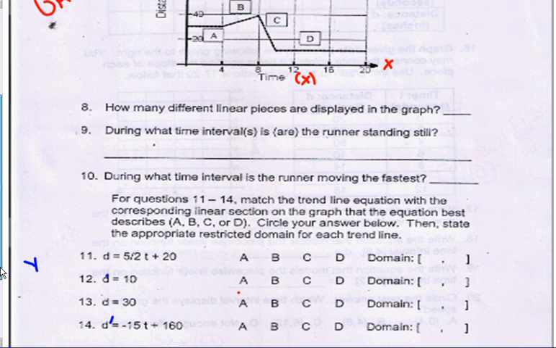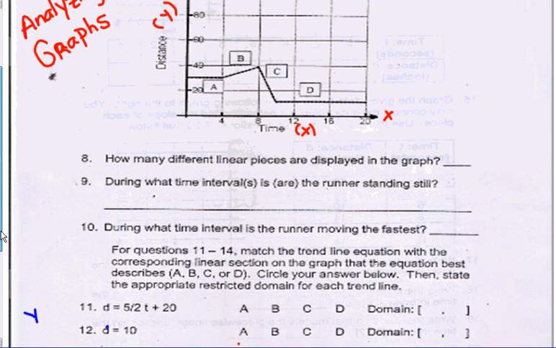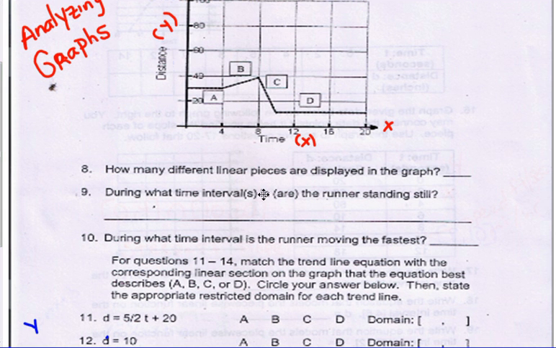Let me give you a hint on number 10. Number 10 says, during what time interval is the runner moving the fastest? Well, fastest is talking about speed. And so speed is like feet per second, or miles per hour. That's distance over time. So what you're doing is the change in your distance over the change in your time.